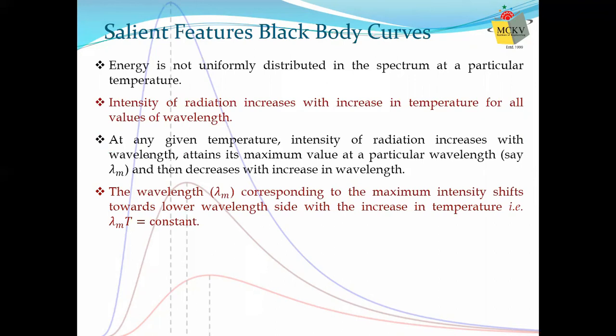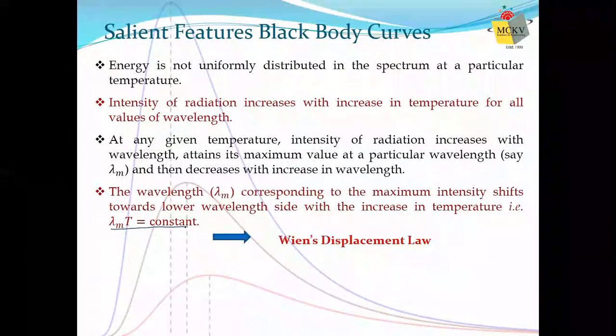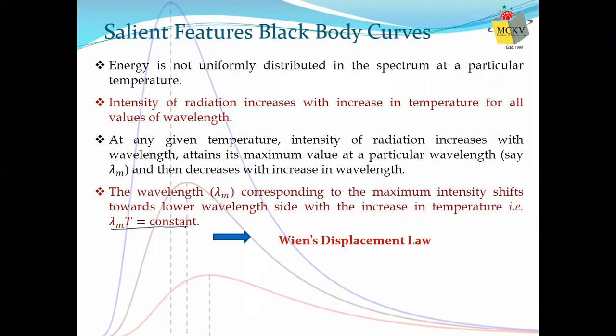So if lambda m corresponds to the wavelength for which intensity is maximum, then lambda m is always inversely proportional to the temperature. In other words, lambda m T is constant, and this is called Wien's displacement law. So according to Wien's displacement law, when the temperature of the black body is increased, the peak of intensity always shifts towards the lower wavelength side. Or in terms of frequency, the peak shifts towards the higher frequency side.